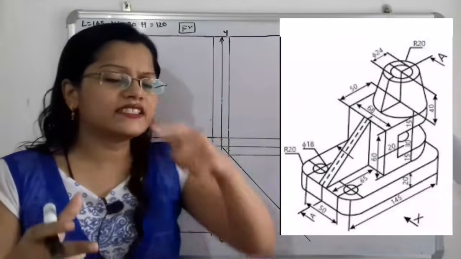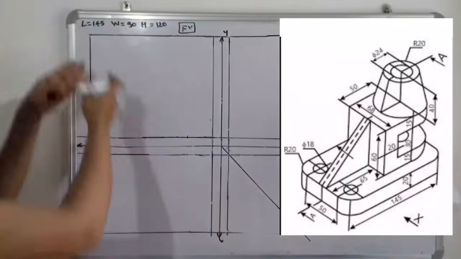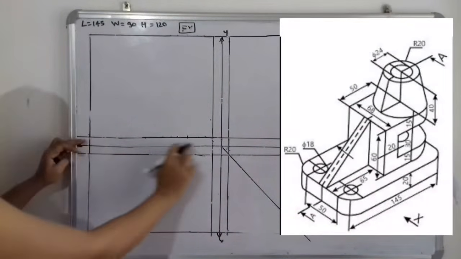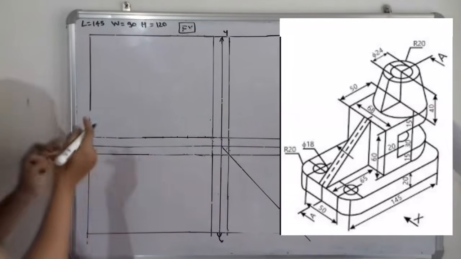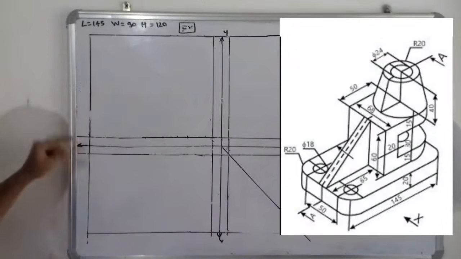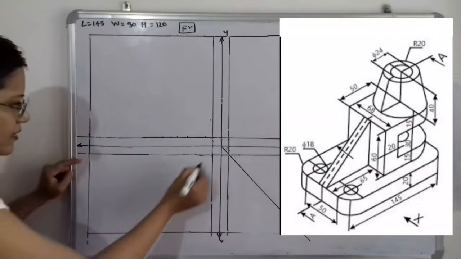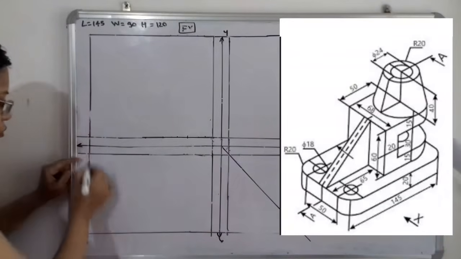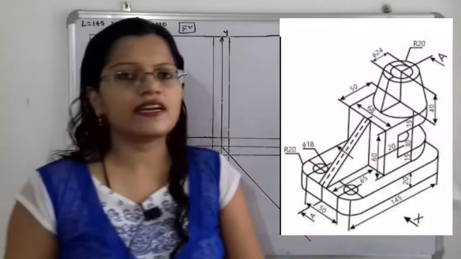So we can clearly see what is the total length and what is the total width. Here, when we project this line, this length is getting projected, so this point will also be the length. And what is the width? The width is 90 millimeter. So we have to take the distance of 90 millimeter here and make the outline. So this is the top view. The outline of the top view is getting completed.